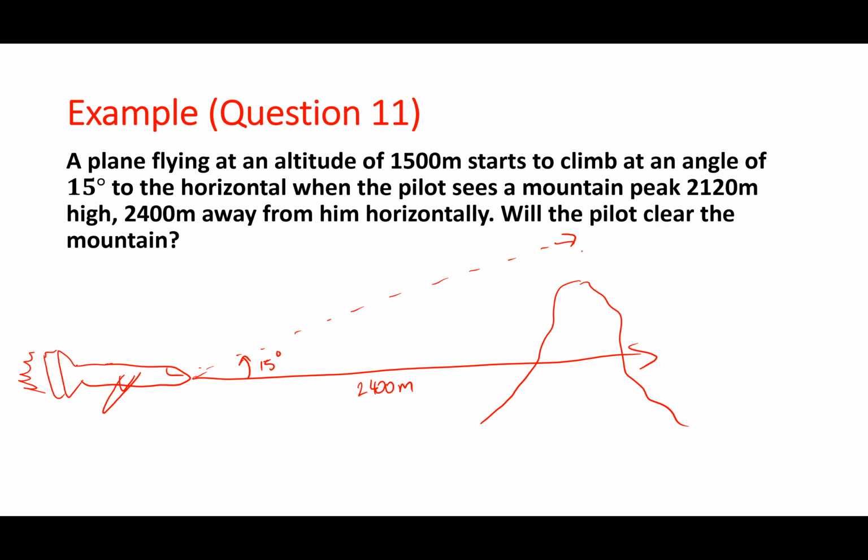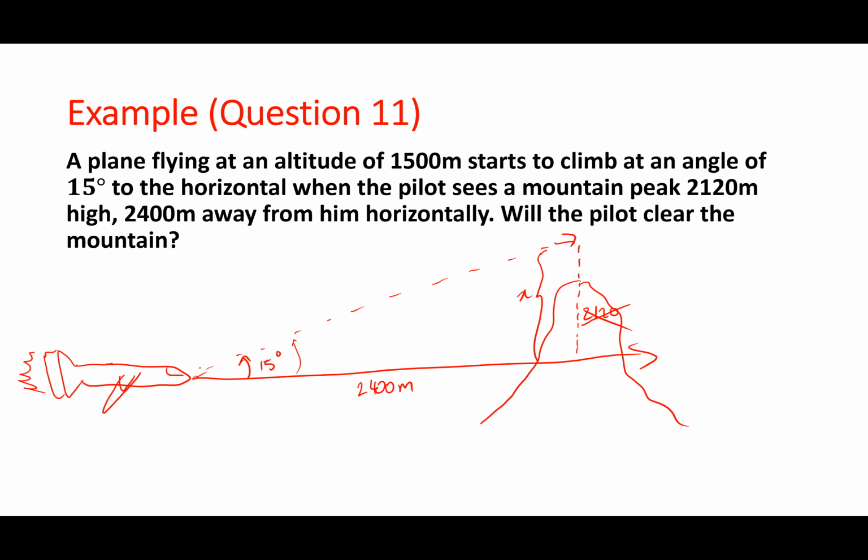We also know that the mountain is 2,120 meters tall. But what we want to know is, after he travels at 15 degrees, what's the actual height that he's going to be at by the time he gets to that mountain? What's the actual height in here going to be? So I don't actually care about the fact that this is equal to 2,120 for now. All I care about is what this height over here is equal to.